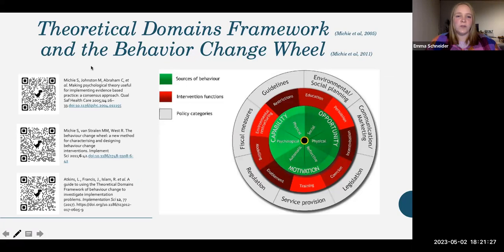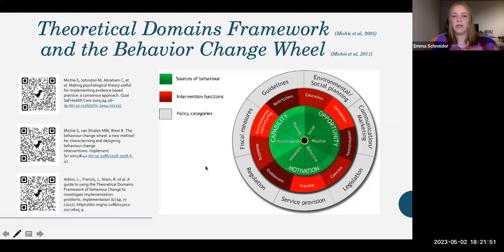So what we used to help us figure out exactly what was going on are the theoretical domains framework and the behaviour change wheel. Now, you may be familiar with some or both of these already. There are QR codes available on the screen to access some of these resources, but they're also very available online. If you just Googled some of these terms, you would find resources pop up quite quickly.